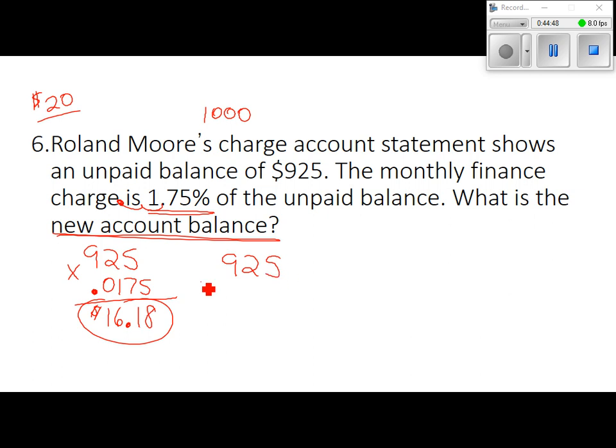Take the 925 and add what onto it? Add on the 1618. Please make sure that you read the problems carefully. What's that give us?